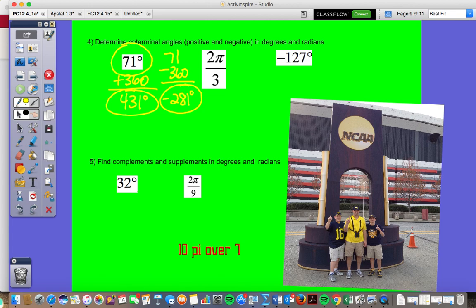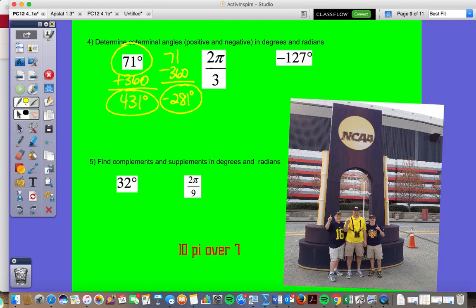All right, the next one. Here's what I want you to do. With pi, it's a little different, right? Can't add 360, can't subtract 360. So what do we do? Add 2 pi. Add 2 pi, right? So we've got to add and subtract 2 pi. So now we've got to get common denominators and attack it that way.